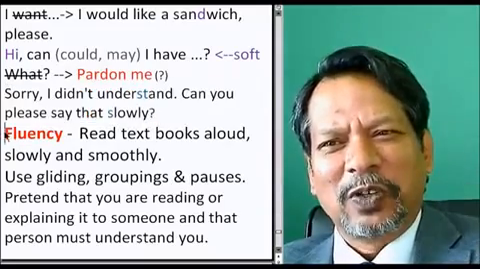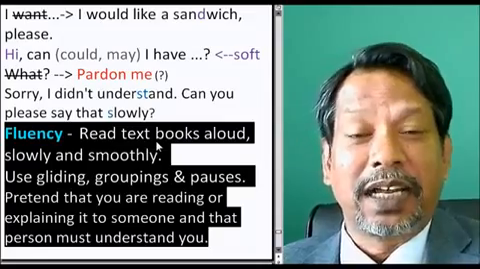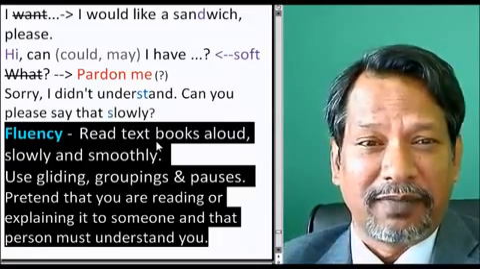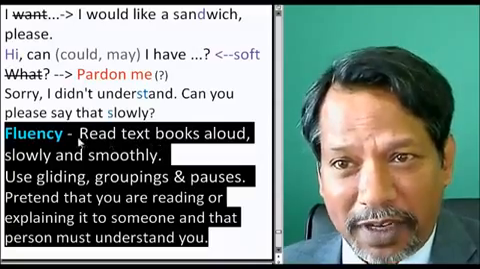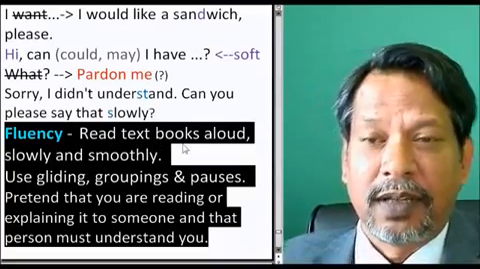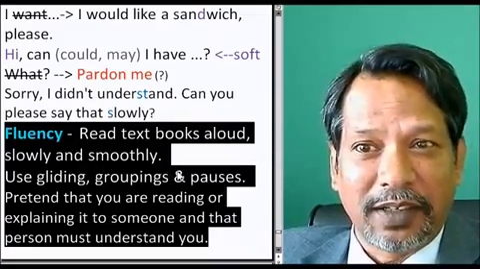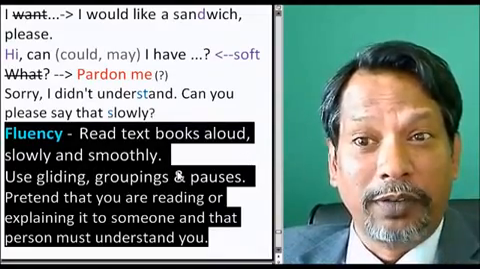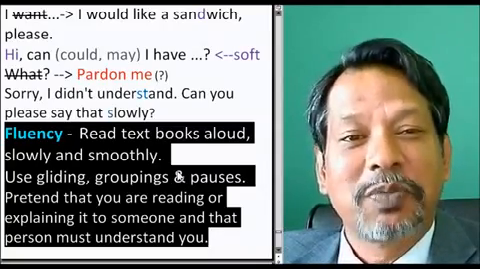Speak slowly. That's very, very important. Read your textbooks aloud. This is how you get fluent in English. Whatever you read, read it aloud. Just reading in the mind is not going to make you fluent. Read aloud, slowly and smoothly, not word by word.